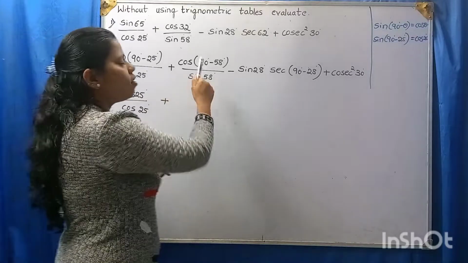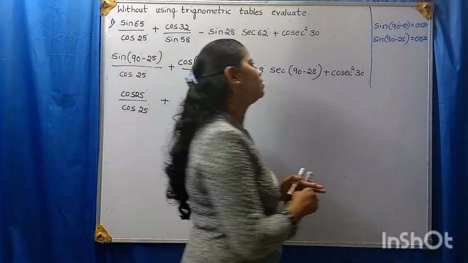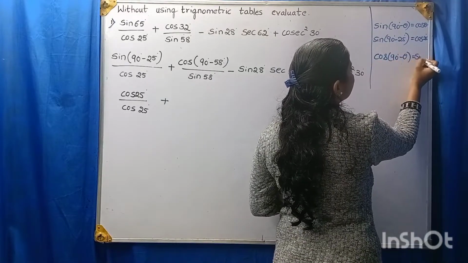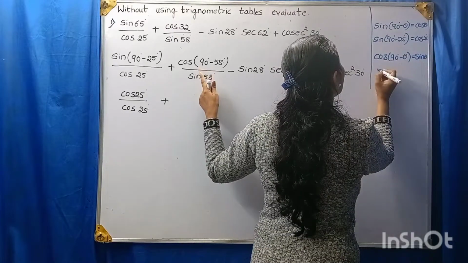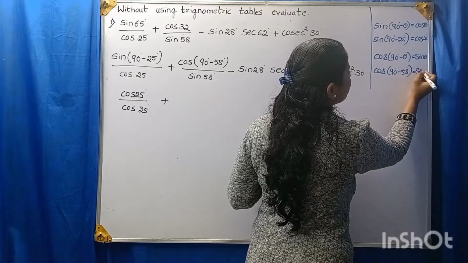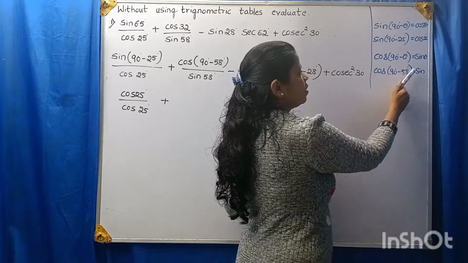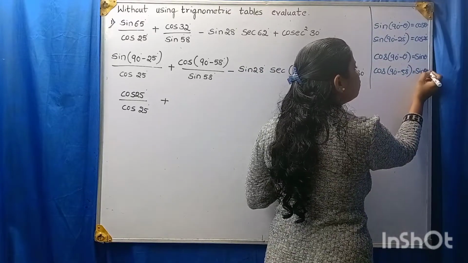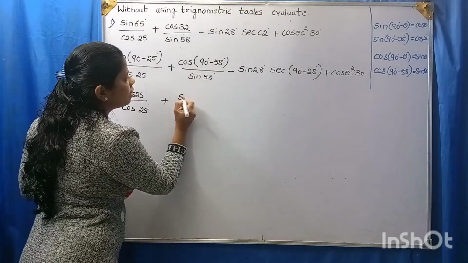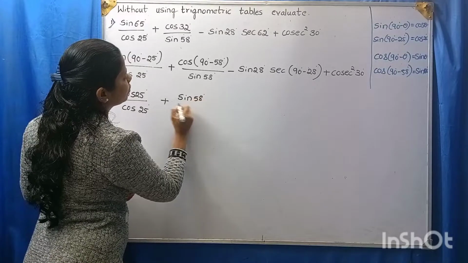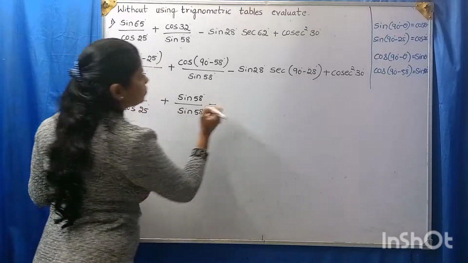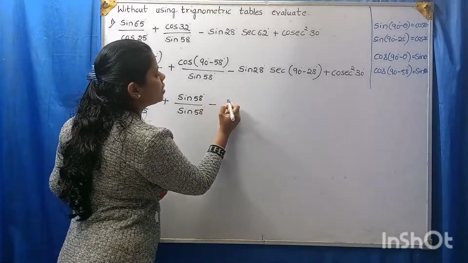Plus cos 90 degree minus theta is what? Sin theta, right? Therefore, cos 90 degree minus 58 degree: in the place of theta, we have 58 degree. Therefore, sin theta, theta is 58 degree. That is, we can write it as sin 58 divided by sin 58 degree, minus sin 28 degree.